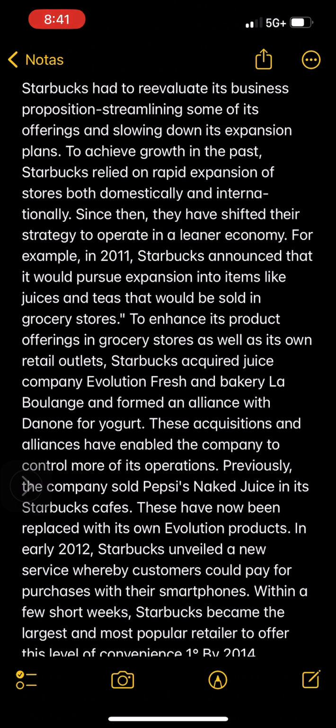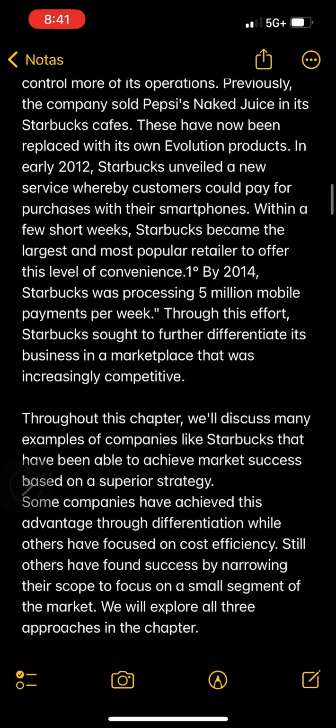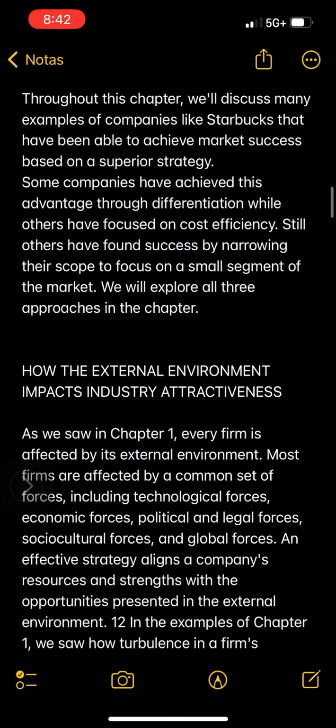Throughout this chapter, we'll discuss many examples of companies like Starbucks that have been able to achieve market success based on a superior strategy. Some companies have achieved this advantage through differentiation, while others have focused on cost efficiency. Still others have found success by narrowing their scope to focus on a small segment of the market. We will explore all 3 approaches in the chapter: how the external environment impacts industry attractiveness.